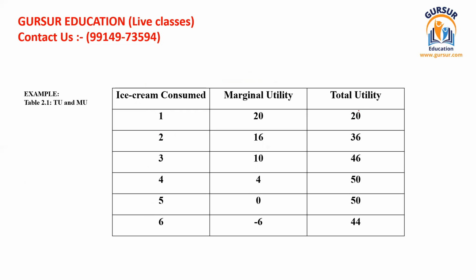With the first one, your total utility is 20. By consuming the second one, your total utility is 36. Then with the third one, your total utility comes to be 46. With the fourth one, your total utility comes to be 50. So in this way, your total utility is increasing.